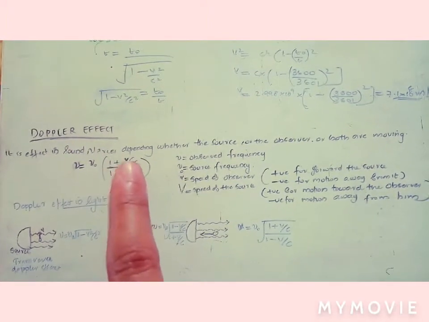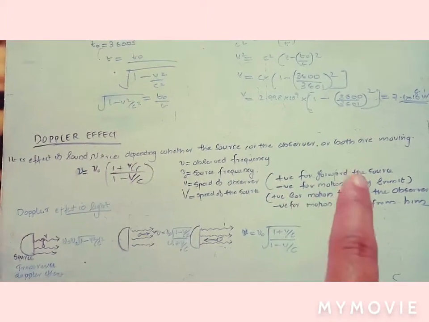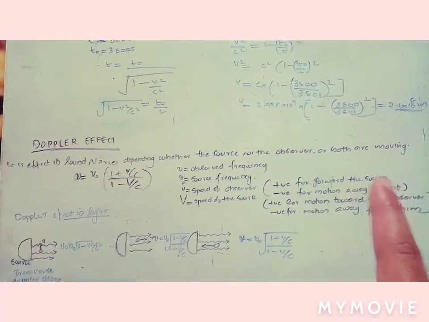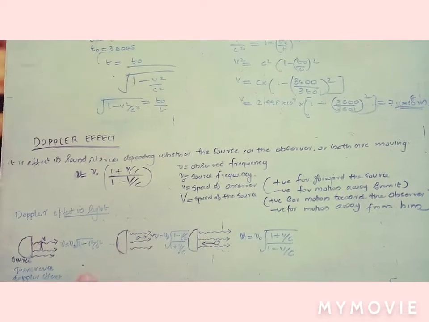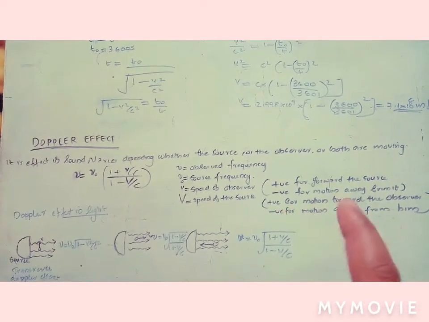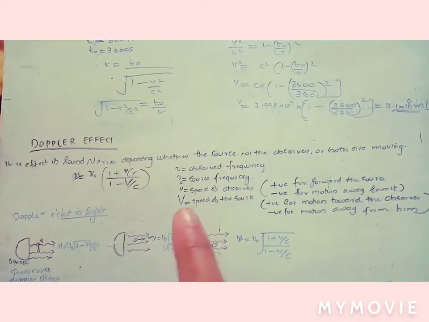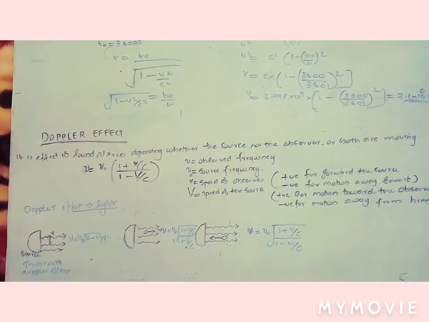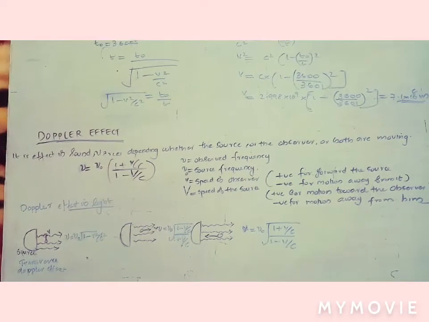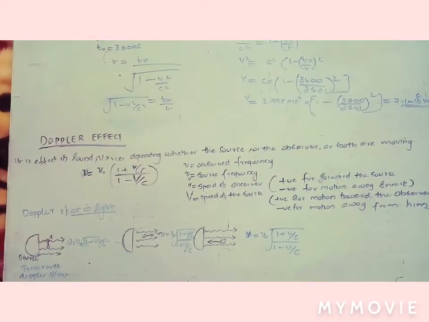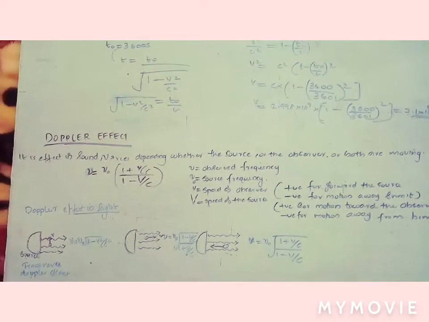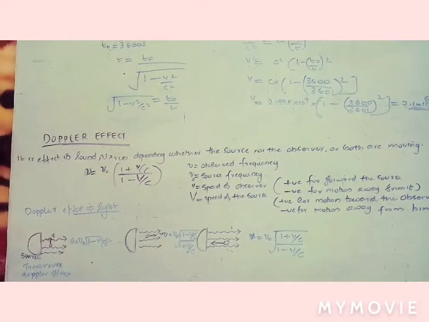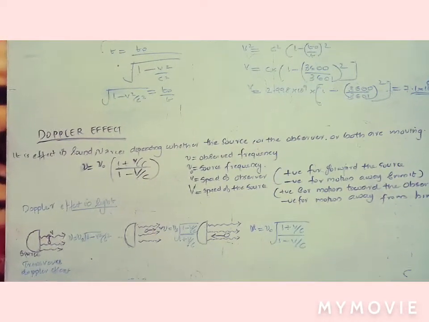For that we have to take negative for motion away from the source and positive for motion toward the source, and positive for motion towards the observer and negative for motion away from the observer. We know that the pitch of the sound increases when the observer comes toward the source or the source comes toward the observer. So there is a change in the pitch because there is a change in the frequency. This effect is called the Doppler effect.